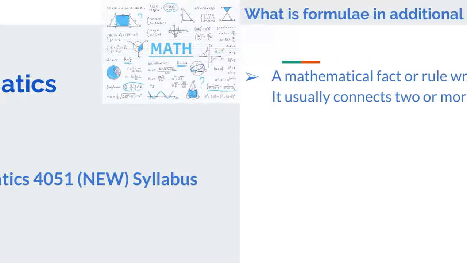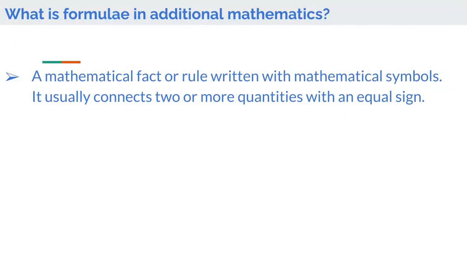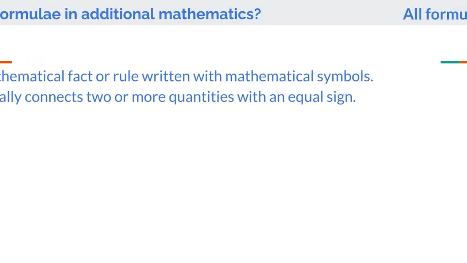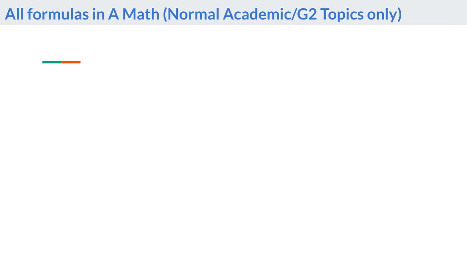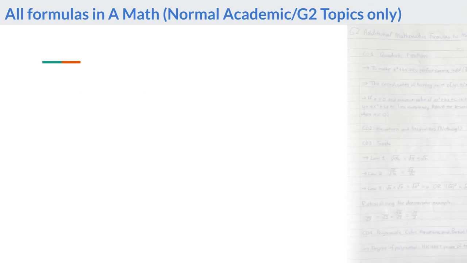Now before we dive into the formula, a lot of people are asking me, but JC, what is a formula? Formulae is basically a maths rule. It connects two or more quantities with an equal sign, but because it's AMF, it will have a lot of variables in it. It can be x, y, z, a, b, c, something like that. So these are all the formulas in AMF that you need to know for G2 topics of this year only.